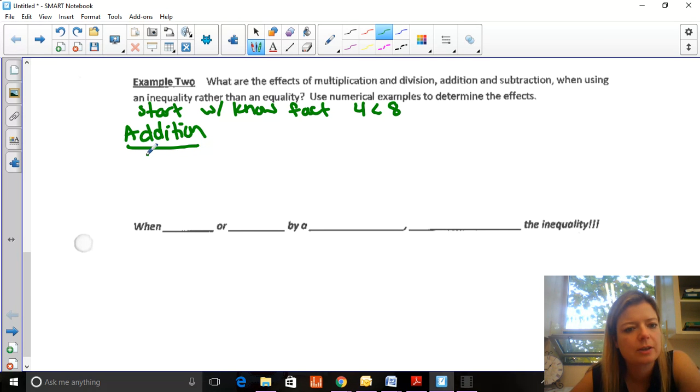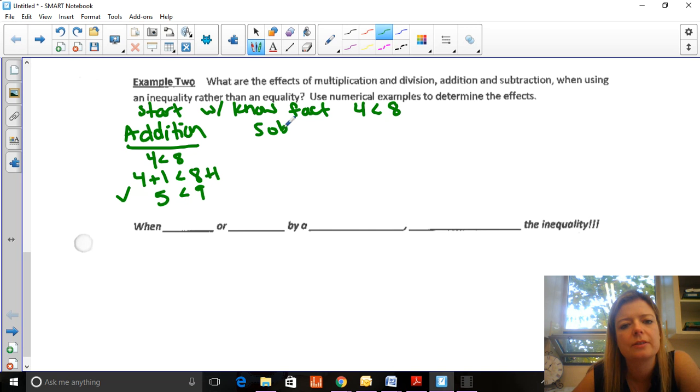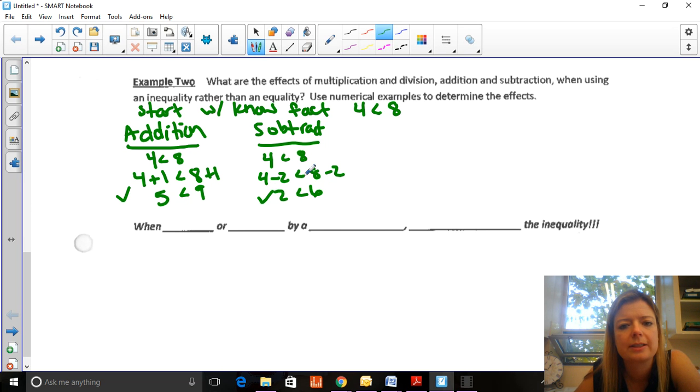Well, let's say we start with 4 is less than 8, and let's say we add 1 to both sides. Does the inequality hold true when I add 1 to both sides? So 5 is less than 9. Woohoo, we did it. So that works. Now what about subtraction? So if I have 4 is less than 8, let's say I subtract 2 from both sides. 2 is less than 6. That still works. Yay, we're good.